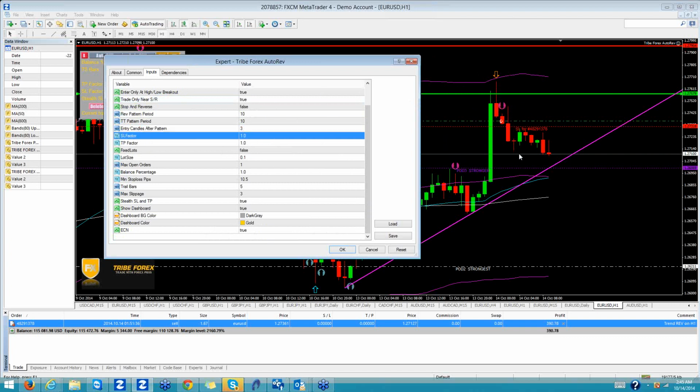So SL factor, TP factor we've talked about. They're both in the GUI, the graphic user interface, and they're here as well. Fixed lots, that would just be pushed to true. We just talked about that as well. You can set the lot size.